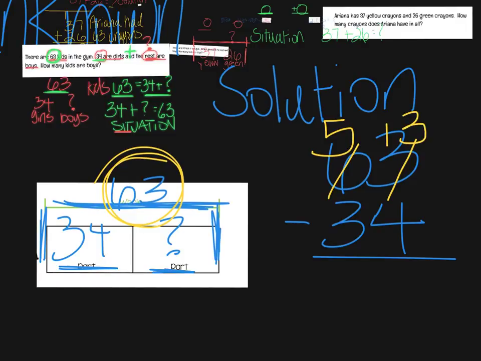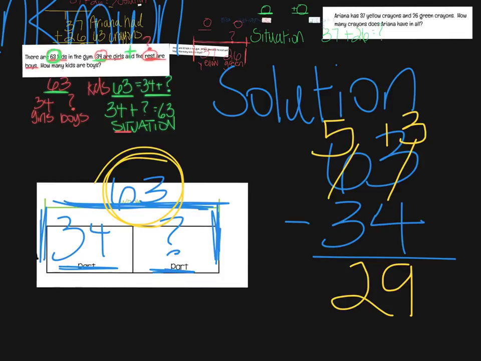Can I do 13 minus 4? Absolutely. What is it? Good, 9. 13 minus 4 is 9. So now I'm done my ones place. Let's go to my tens place. What is 5 minus 3? Good, 2. So my answer is 29. The solution to my problem is 29.